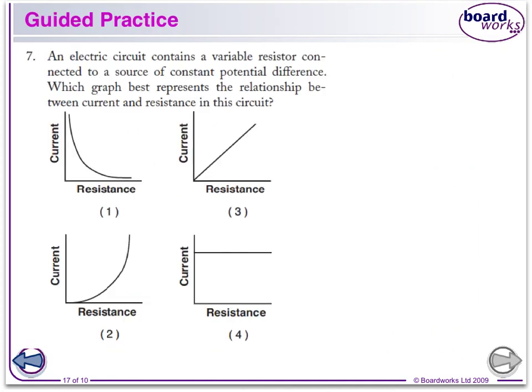One more problem. We have an electric circuit consisting of a variable resistor, so the resistor can change, connected to a source of constant potential difference. Which graph presents the relationship between the current and the resistance in this circuit? Always when you see graphs, go back to thinking about an equation. We have current, resistance, and it talks about potential difference, which is voltage. So we think of Ohm's law.